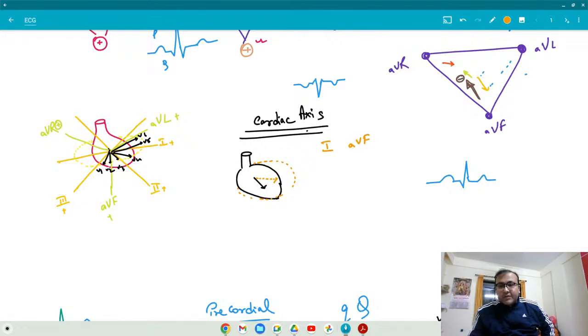Lead 1 and AVF, because lead 1 is going to tell you the left side and AVF is going to tell you the downside. So simple concept. Check lead 1 and check AVF. If QRS is positive in lead 1, along with AVF positive, that indicates movement is in a downward direction. ठीक है ना?